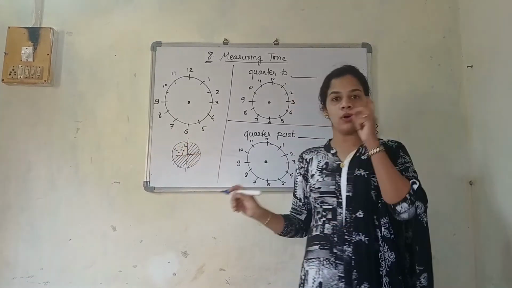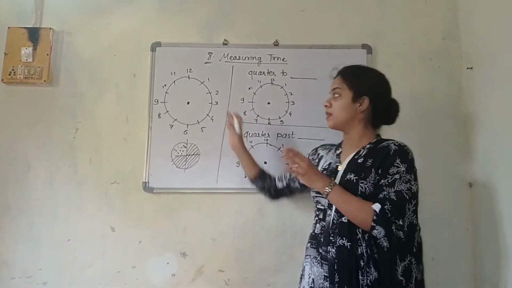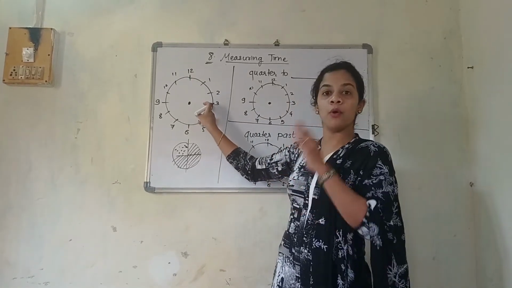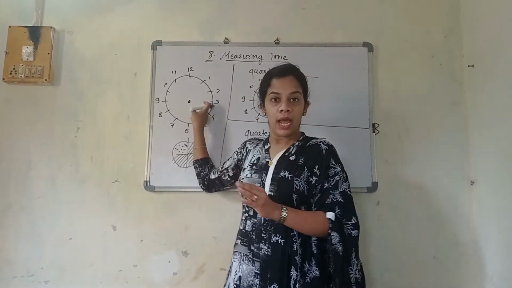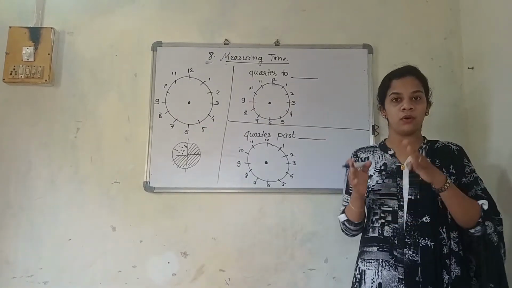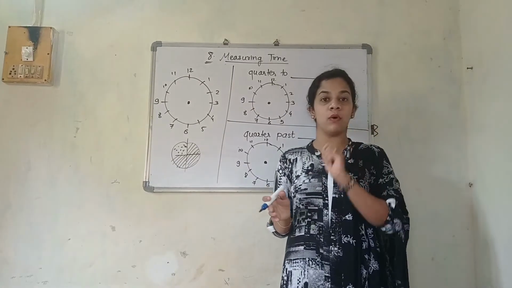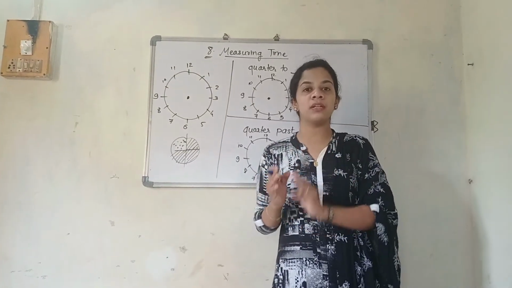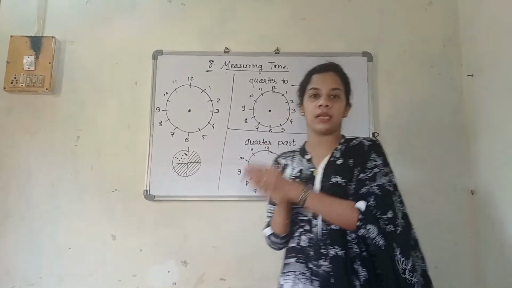Okay? So always remember one thing, if you consider quarter in a clock, quarter means how many minutes? 15 minutes. And if you consider quarter to and quarter past, we will take one small example, quarter to 7. Quarter to 7 means what? There are still 15 minutes for 7.